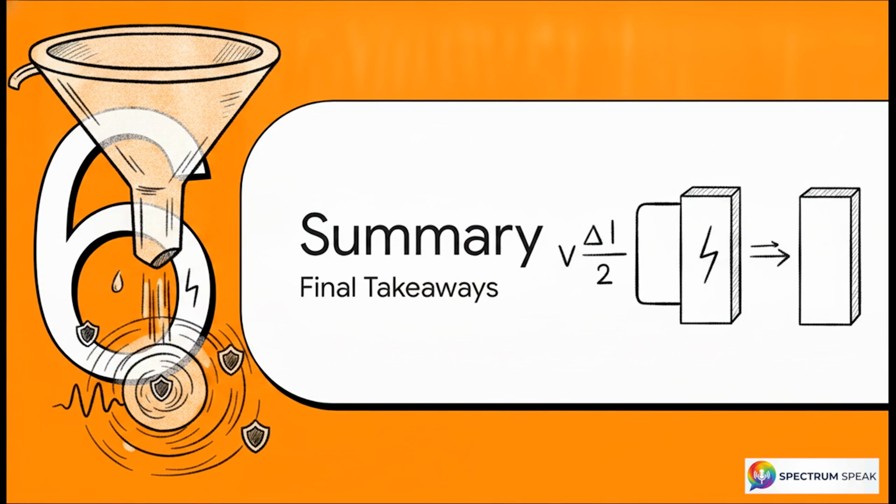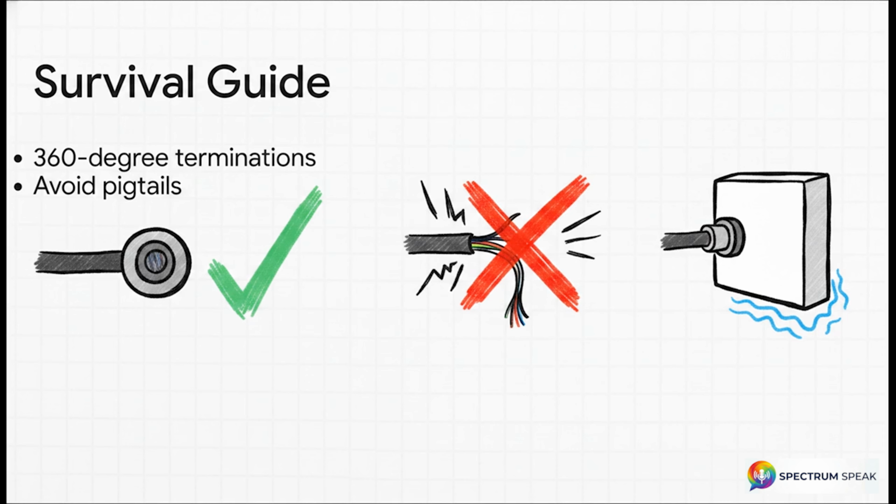Finally, Part 6, Summary and Final Takeaways. Okay, here is your rapid-fire survival guide for today. Number 1. 360-degree uniform terminations, like BNC connectors, are absolutely mandatory for high-frequency EMC to prevent the funneling of current. Number 2, pigtails are fatal at high frequencies, mathematically adding up to 40 dB, or a 100x multiplier, of inductive and capacitive noise coupling. And number 3, the enclosure rule.